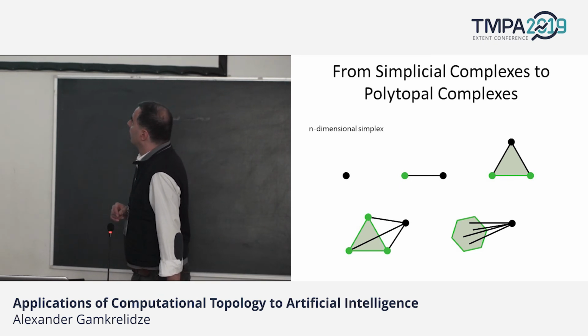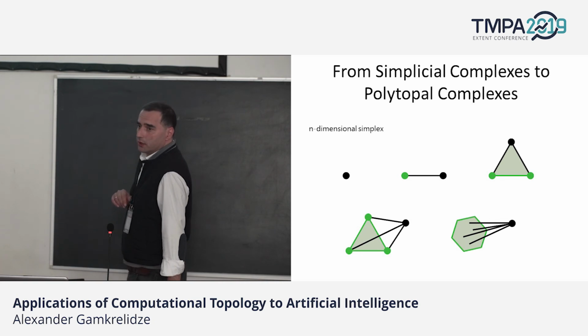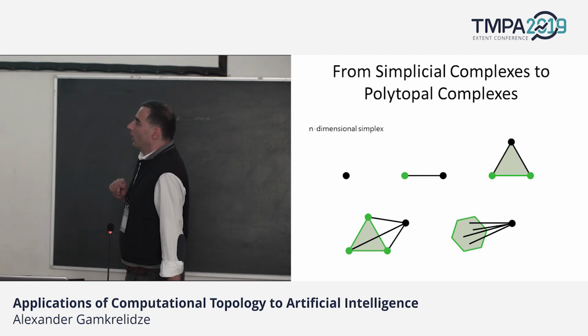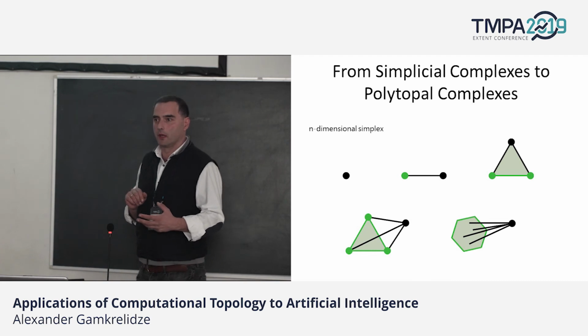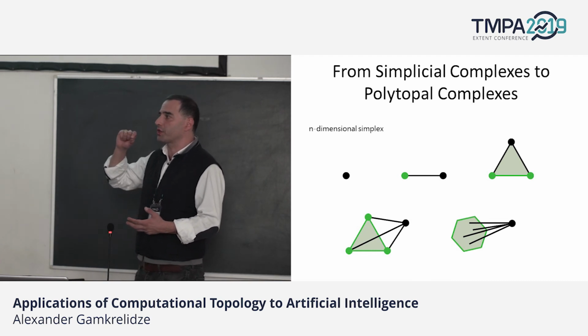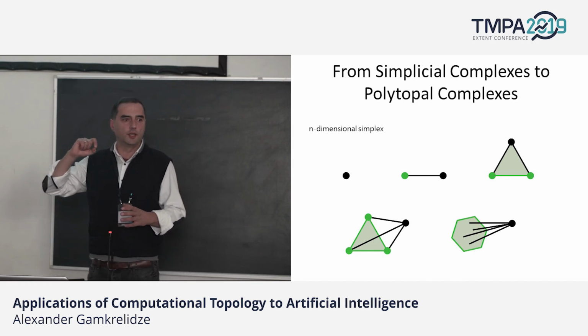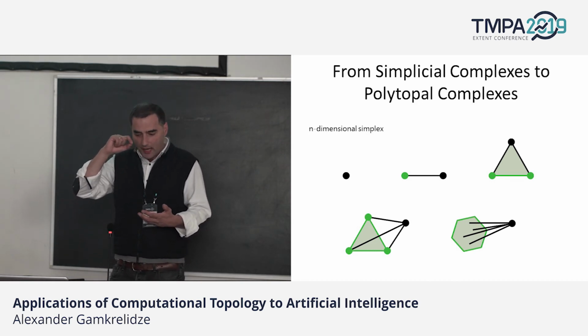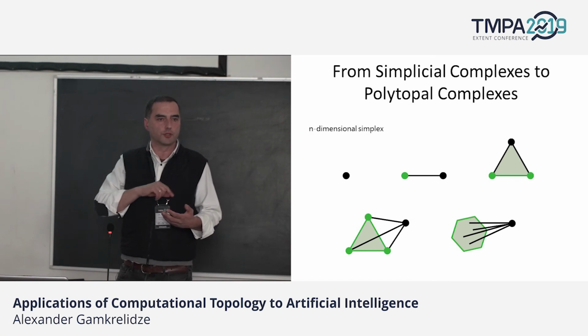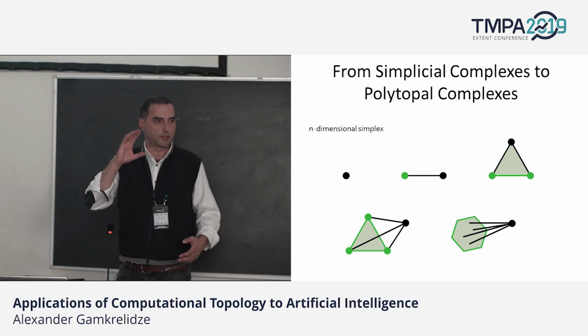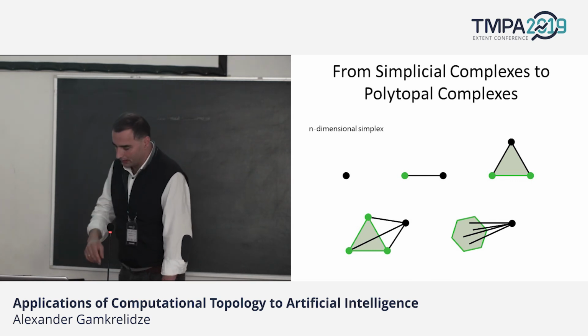Zero-dimensional is a point. A line is one-dimensional. A triangle is two-dimensional. A pyramid is three-dimensional, and so on. We take an n-1 dimensional simplex and add an additional point in an additional dimension and connect this point to the points in the simplex to get a larger simplex. This is how a simplex is built.